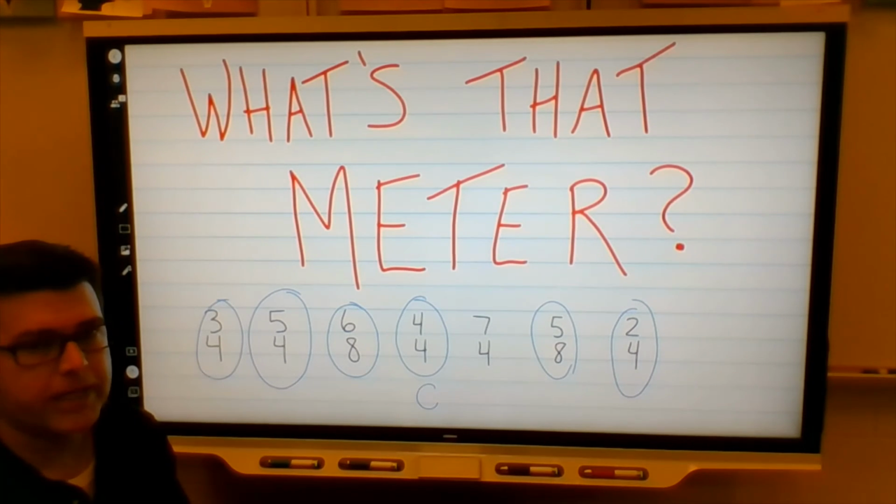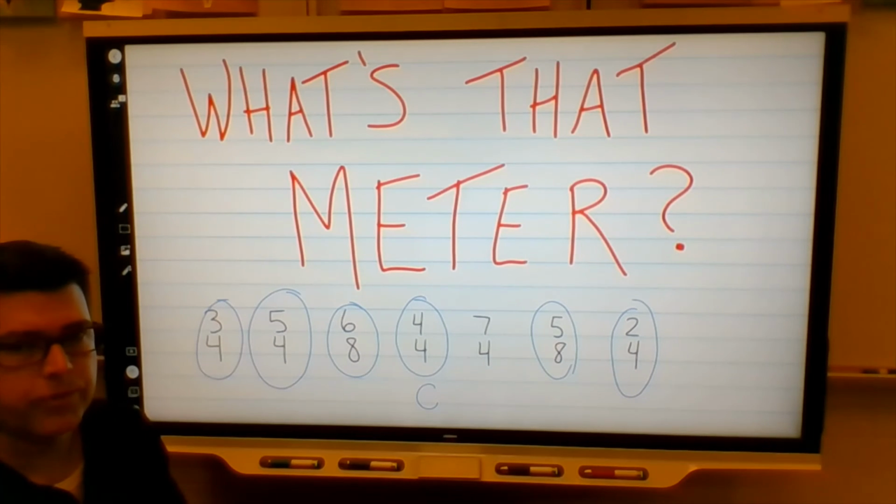So in that case, we had 1, 2, 1, 2, 3, 1, 2, 1, 2, 3. You could have also had 1, 2, 3, 1, 2, 1, 2, 3, 1, 2. Or 1, 2, 3, 4, 5, 1, 2, 3, 4, 5.